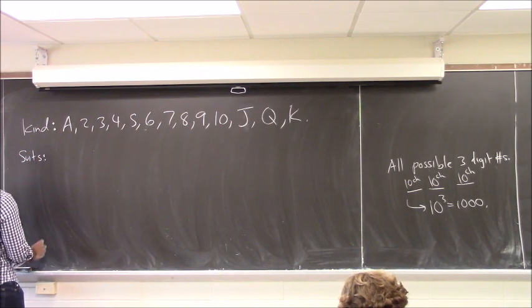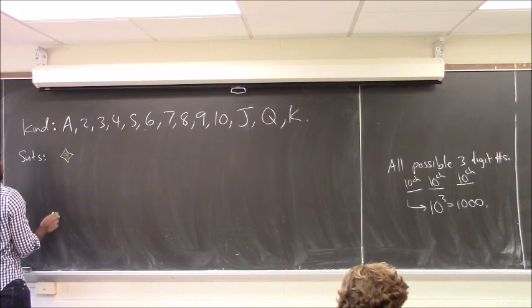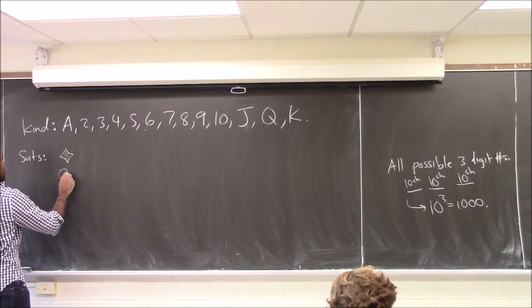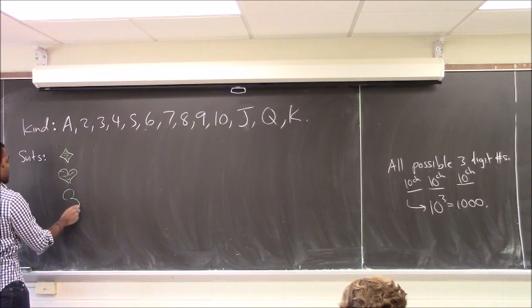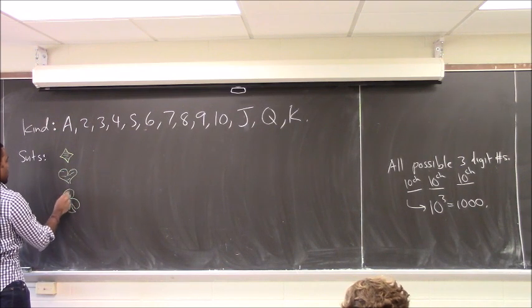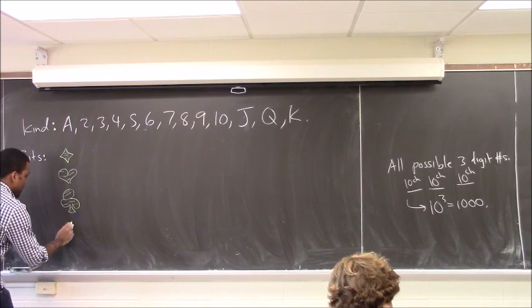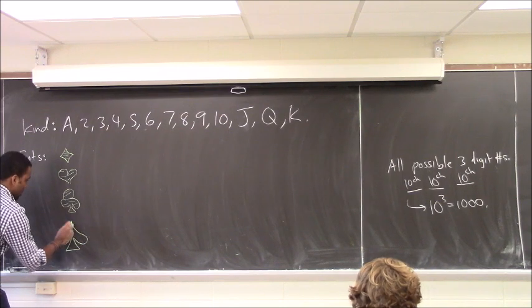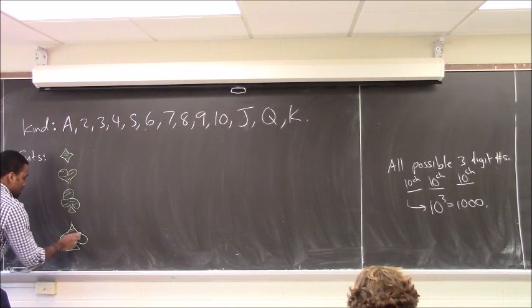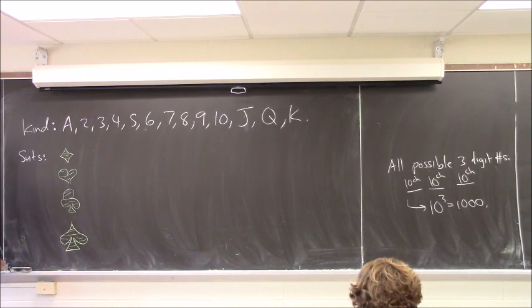So you can have an ace of diamonds, that's one possible suit. You can have an ace of hearts, that's one possible suit. You can have an ace of clubs, looks like a clover, that's one possible suit. You can also have an ace of spades. Spade is a fancy name for shovel, like a shovel that you're digging up dirt with. Okay, so you have 4 possible suits.